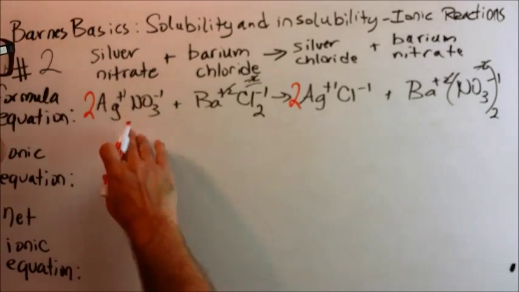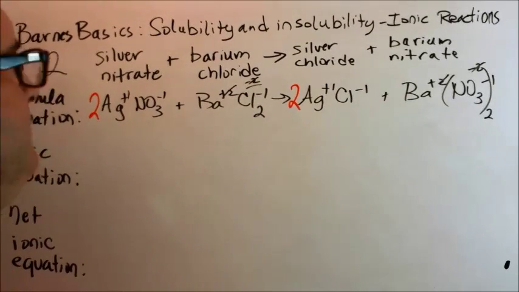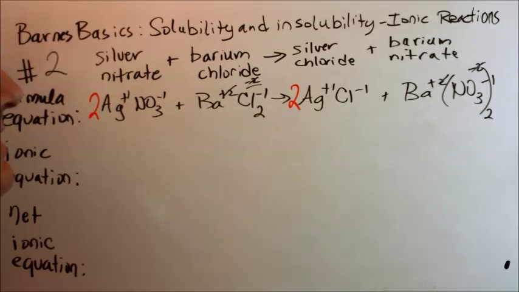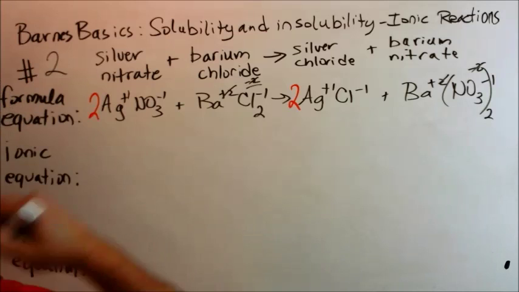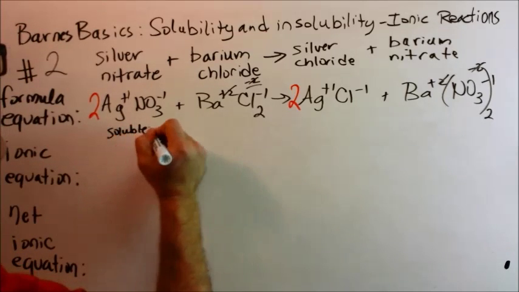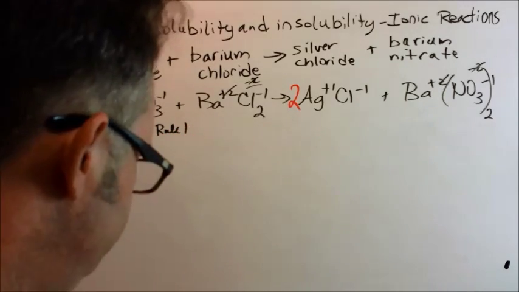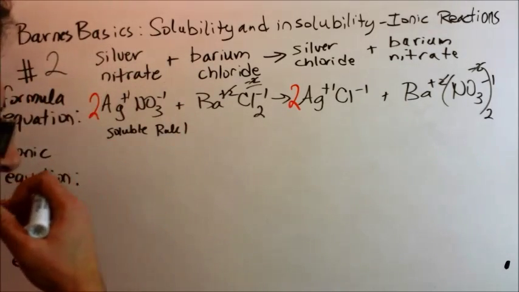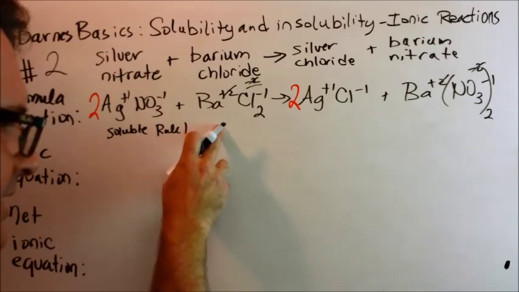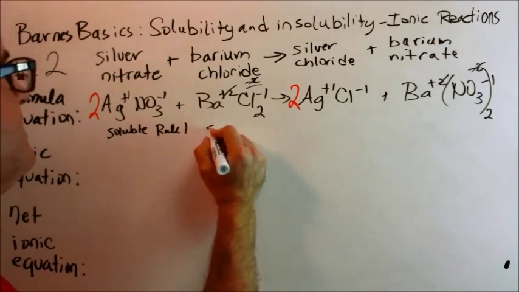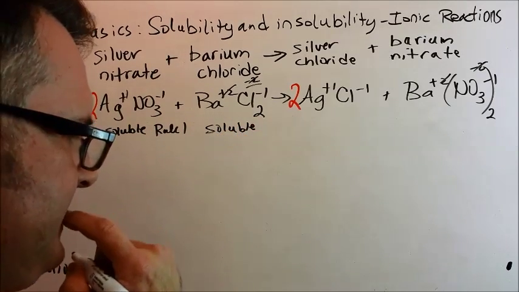The next thing I want to do is look at each one of these compounds and try to determine which one is soluble and which one is insoluble in a water solution. Remember, these ions a lot of times dissociate or fall apart in a water solution. And so we know that rule number 1 says that all nitrates are soluble. So I know that this is soluble, rule 1. And as far as chlorides go, there is a rule that says all chlorides, bromides, and iodides are soluble except for silver, lead, and mercury. Barium is not any one of those. So this is soluble because of rule 3.